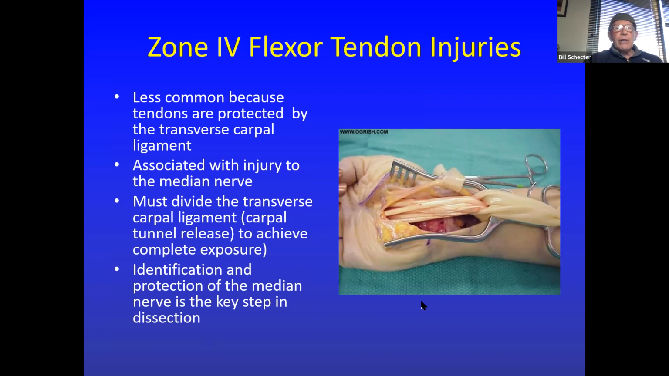Okay, so here you can see, this is of course a cadaver. The transverse carpal ligament is divided. Here they put a Penrose drain around all the nerves, and actually all the tendons, and this actually looks like the median nerve on top. I'm not sure, but the point is, in order to get complete exposure of the zone 4 injury, that is the carpal tunnel, you must completely divide the transverse carpal ligament, and you have to do that. When you do that, you have to make sure that you protect the median nerve so that you don't injure it.